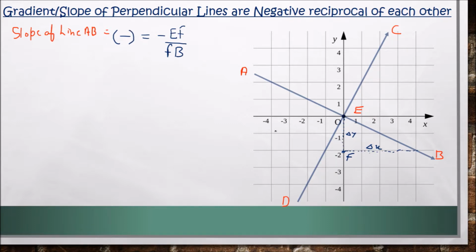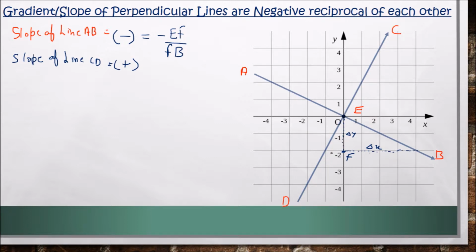Now what about our line CD? Our line CD is moving upwards to the right direction. So let's find out the slope of our line CD. Okay, so slope of line CD, I'm sorry for my horrible handwriting. The slope of line CD will be positive. Why? Because x is also increasing and y is also increasing.